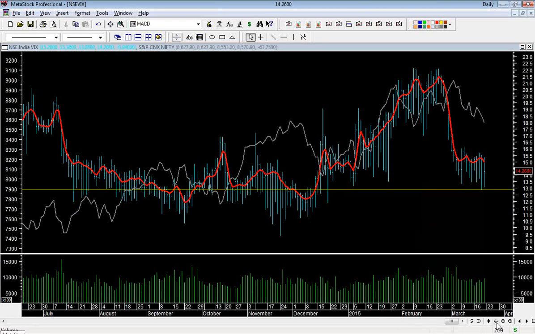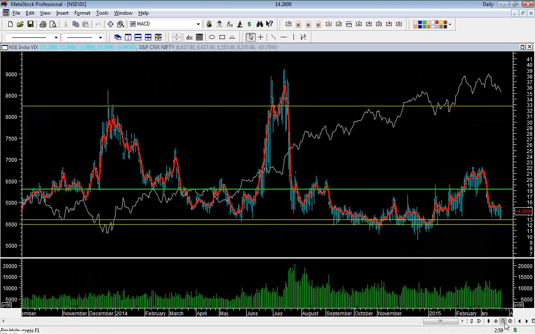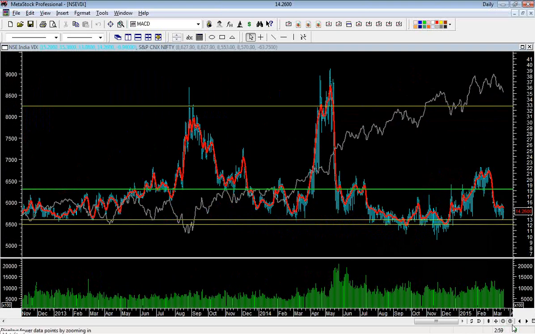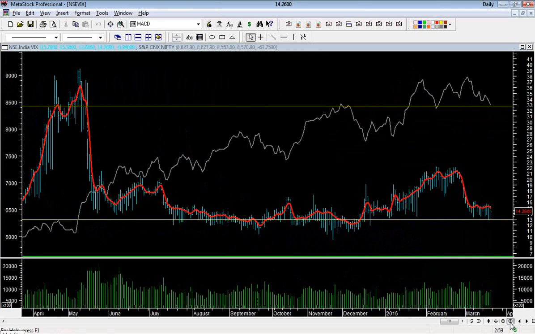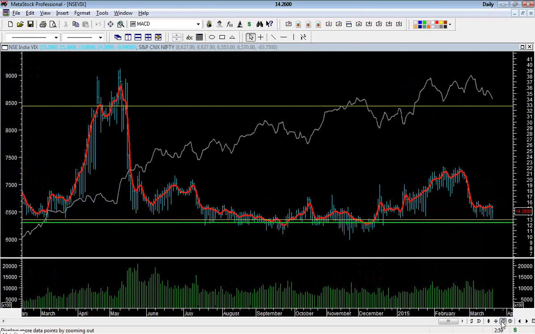Okay, Bobby was asking about VIX. So here is the VIX. You can see that the VIX is at 14.26, nothing really great on that. What you see here is the Nifty. So Nifty goes down, the movement in the VIX has increased. It doesn't tell you much actually.